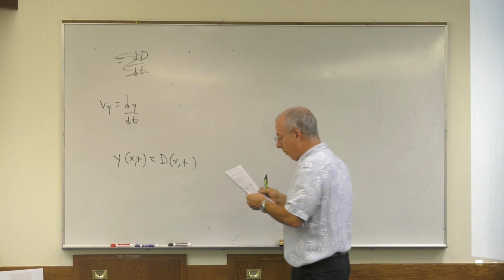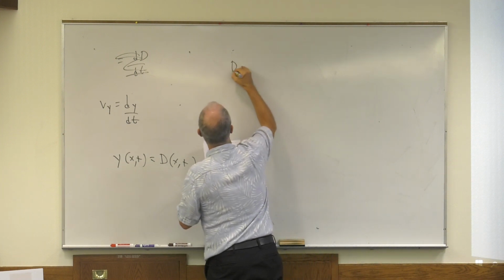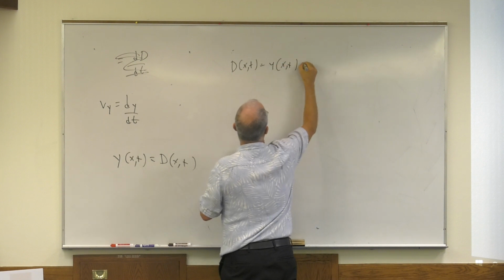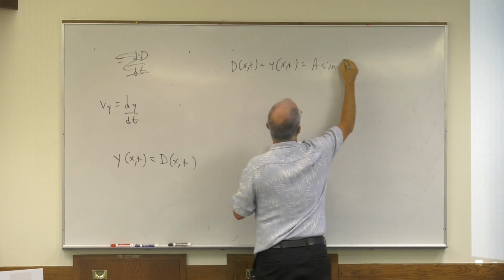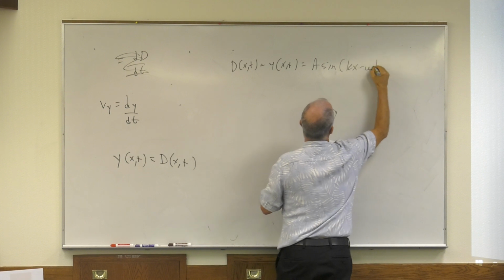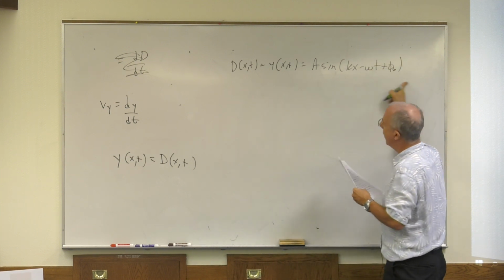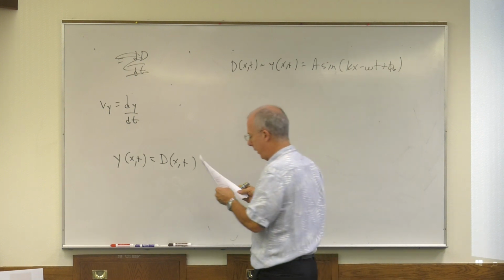Okay, let's figure it out. So the displacement, x versus t, which I'm now calling y, sorry. Remember, it's A sin(kx minus omega t plus phi 0). Boy, you're going to see this equation a lot. Over and over and over again.